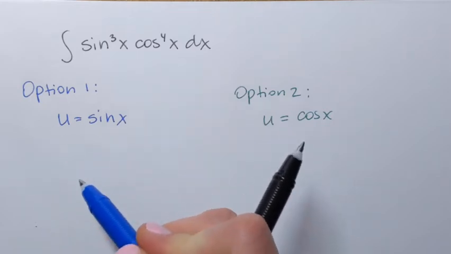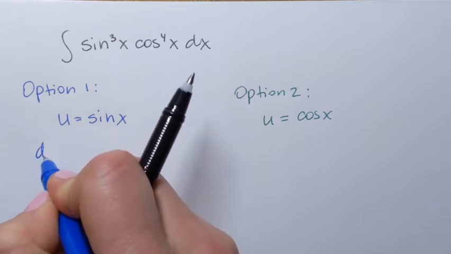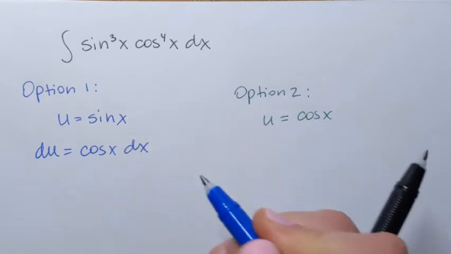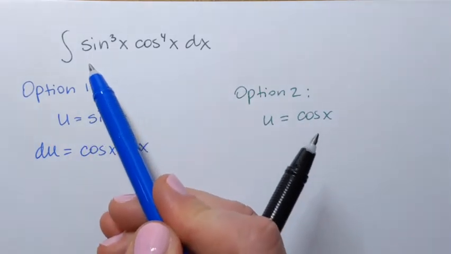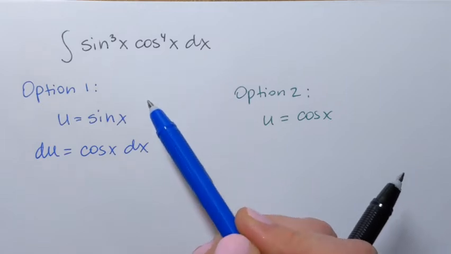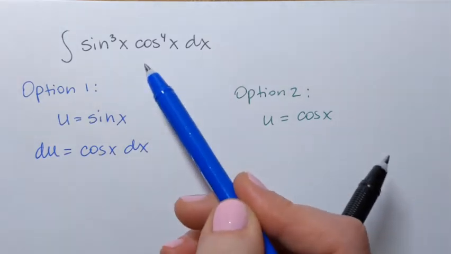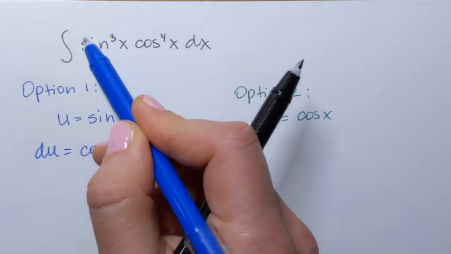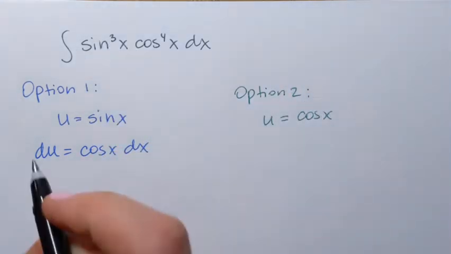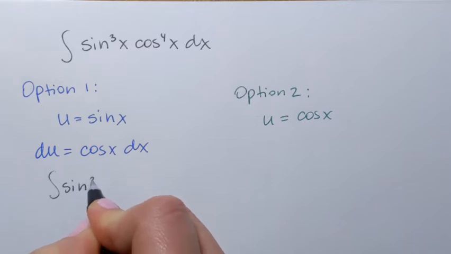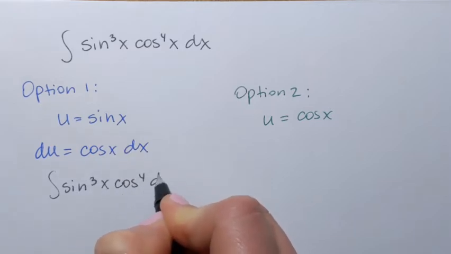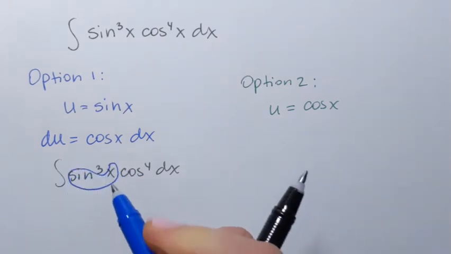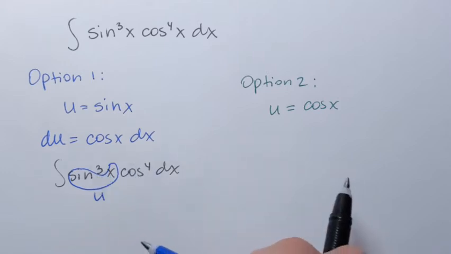If I continue with the first option, then differential du equals the derivative of sine, which is cosine, cosine of x dx. Now, my goal is to replace everything within my original integral with u, so it has to be written in terms of u. I can already see how sine of x will become u, so it's going to be u to the third power. I'll rewrite my integral and start making notes for myself. Based on this first option, sine of x becomes u, so it's u to the third power.